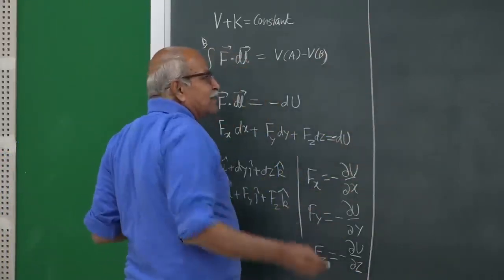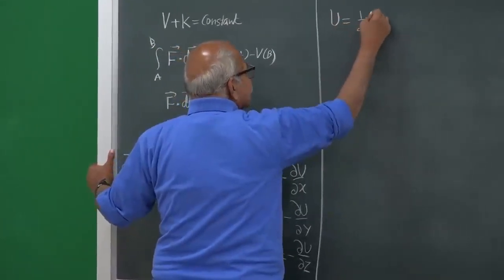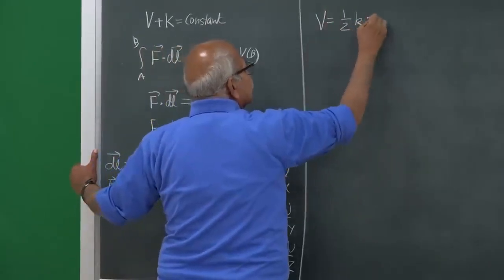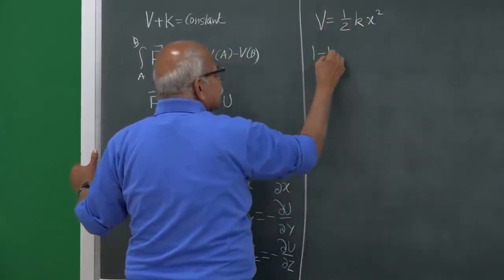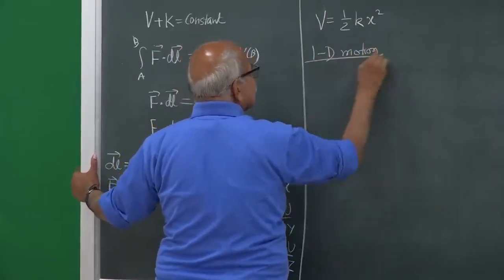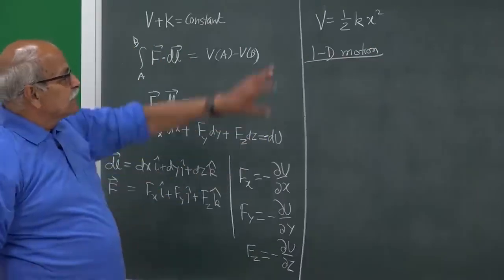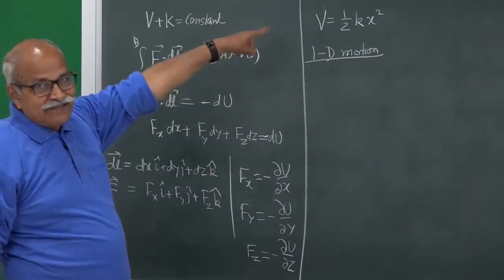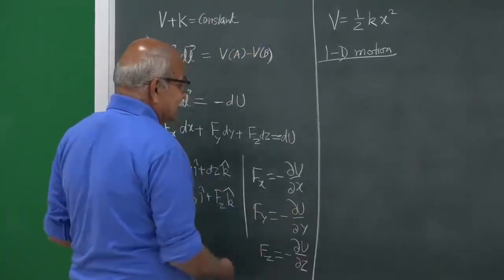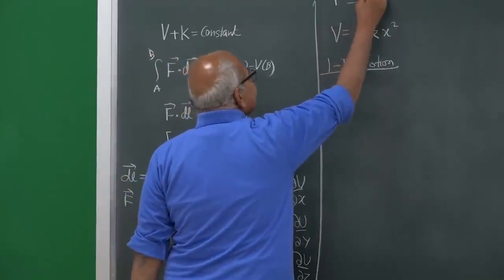You can take some more examples, say V is equal to half k x square, one dimensional motion. Entire motion is on the x axis. And if this is the case, then you know when it occurs. It occurs in simple harmonic oscillations. Just in the previous lecture we talked about that. F is equal to minus kx.